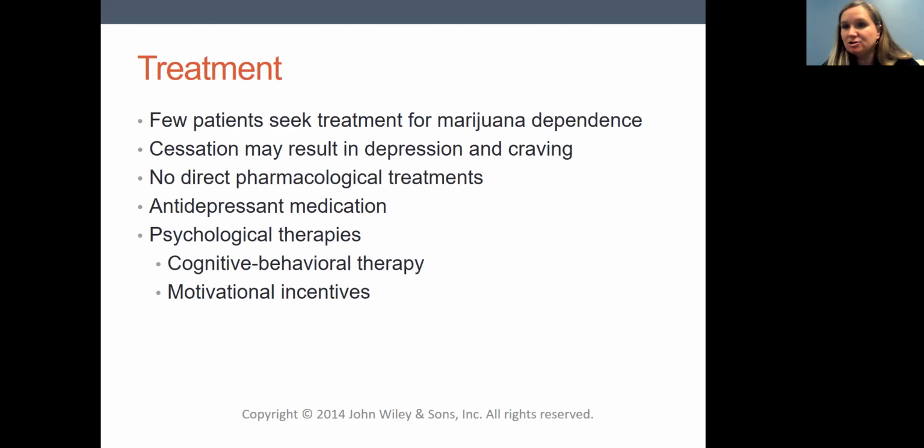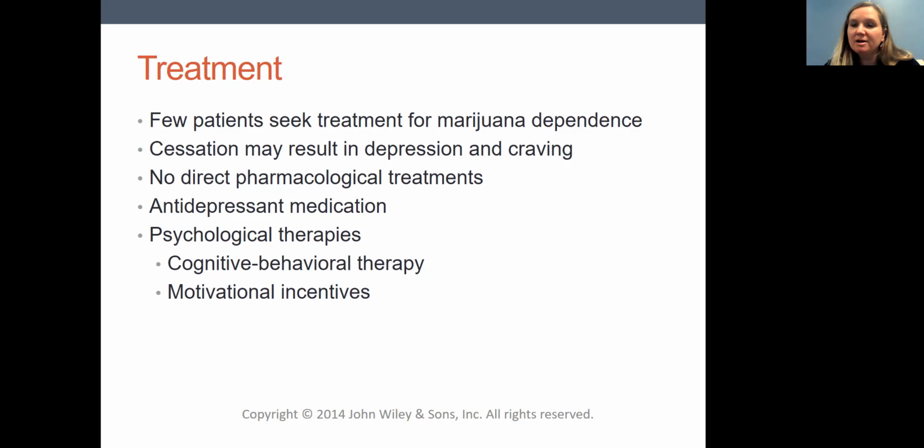Now, lastly, about treatment. Few patients seek treatment for marijuana dependence. If you were to go into a treatment facility, you would probably not find any individuals who are there for marijuana. The reason is when you stop using, it may result in some depression, some craving, but it's not a devastating withdrawal syndrome. And as a result, we don't really have any direct pharmacological treatments for marijuana users. Sometimes if they're depressed, we give antidepressants, but that's about it.